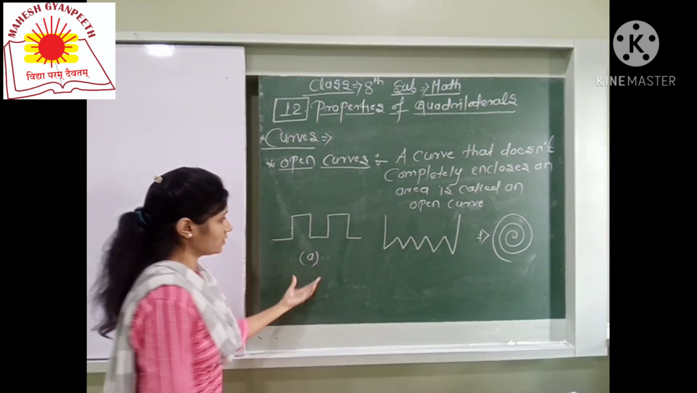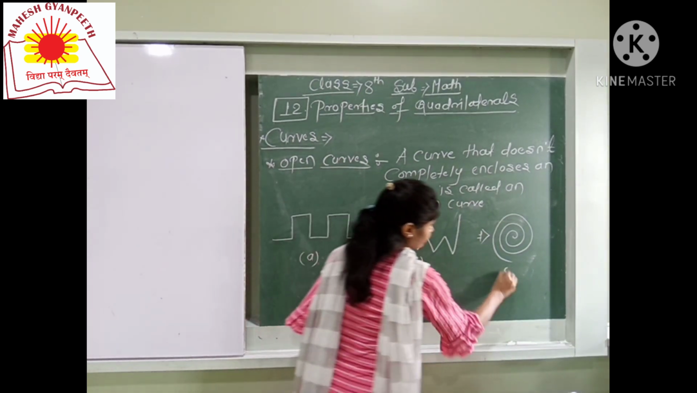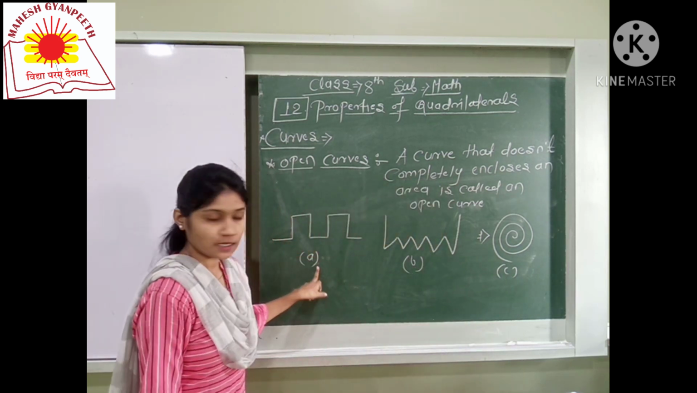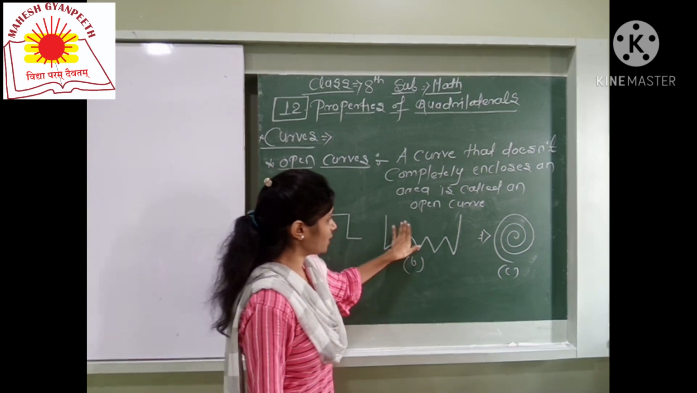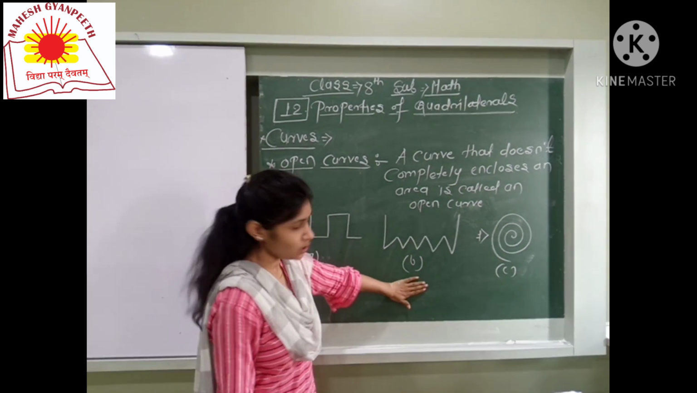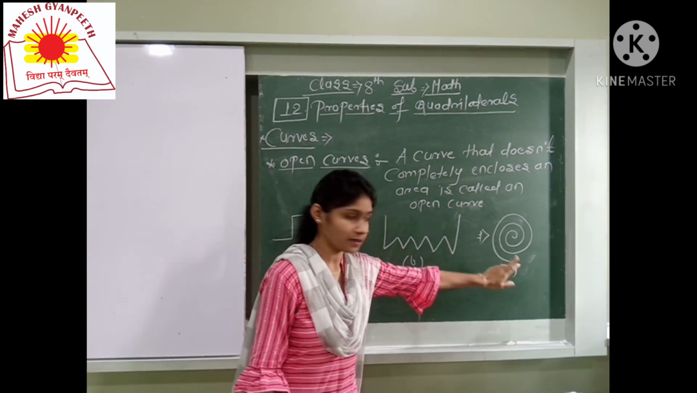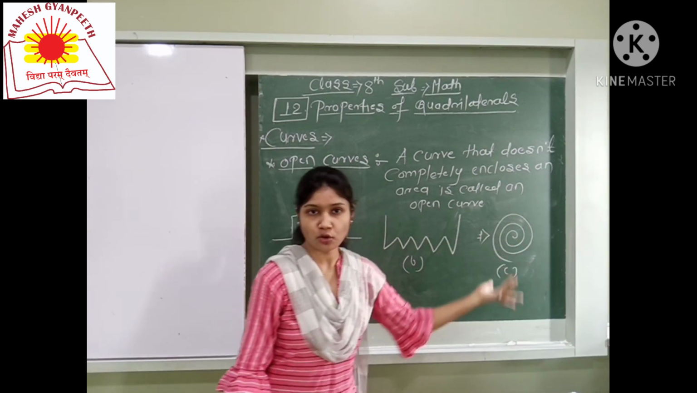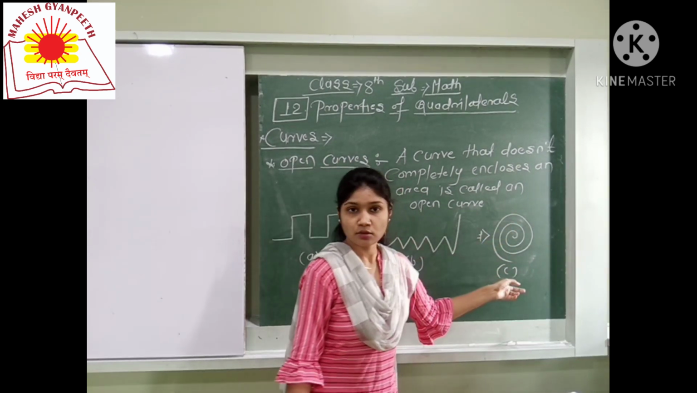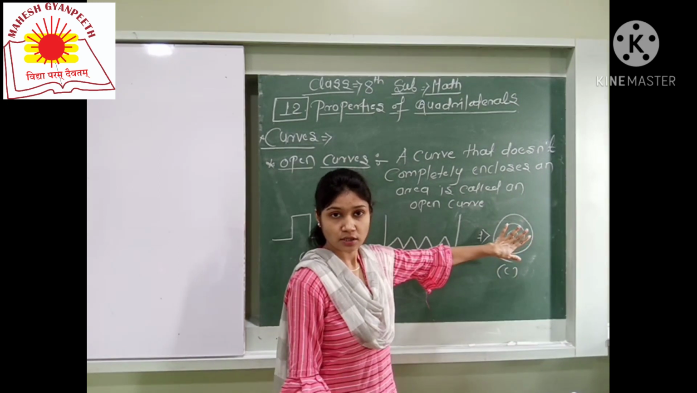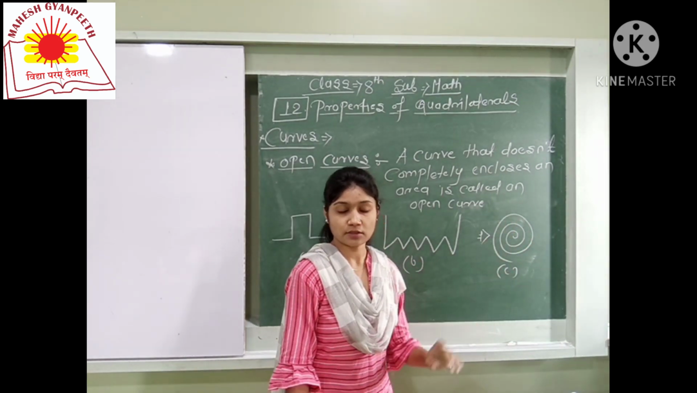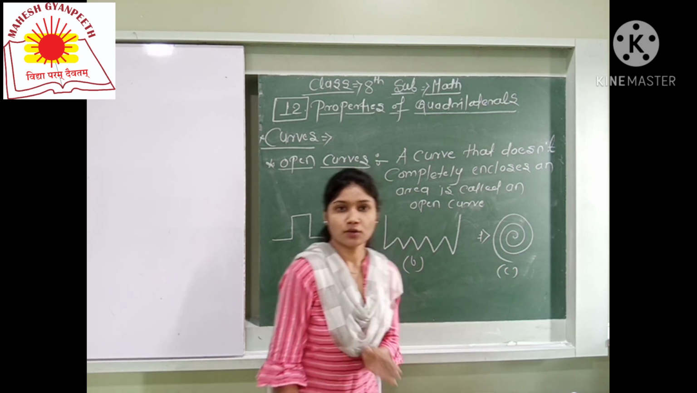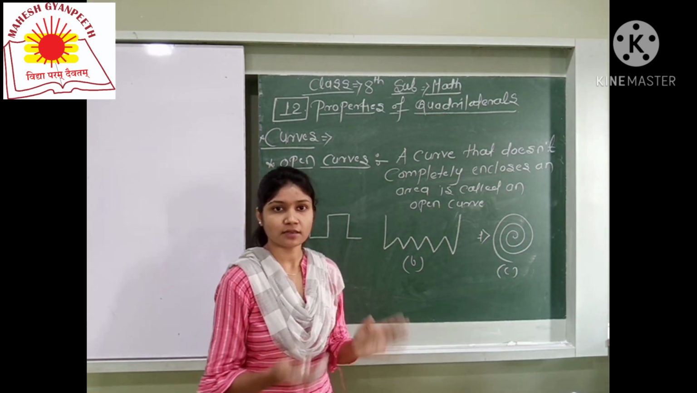See here, this figure A, B, C. In figure A, there is an open area, so it is called an open curve. This figure is also open, so it is called an open figure or open curve. These figures are also open. They are not enclosed, and they are not closed at the end point. So it is called an open curve.